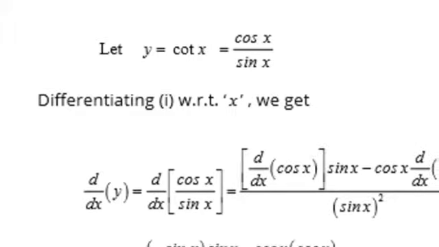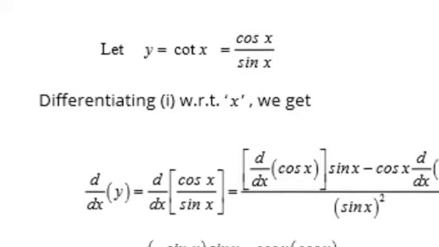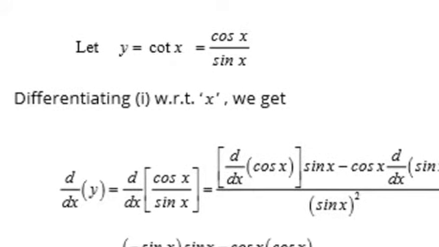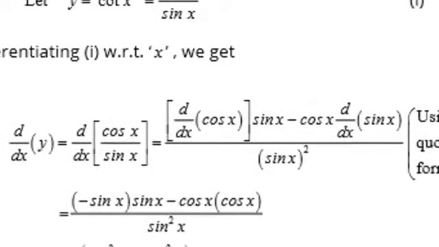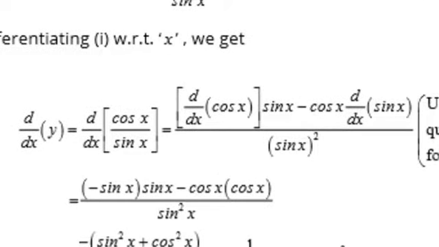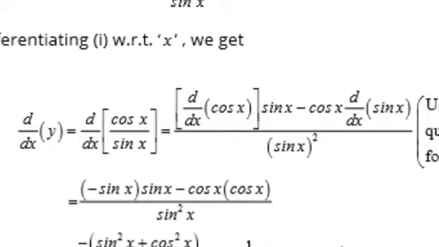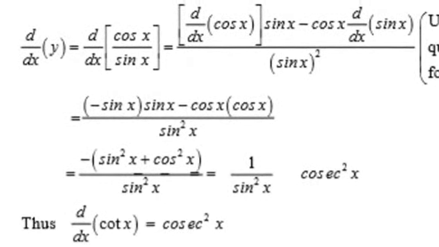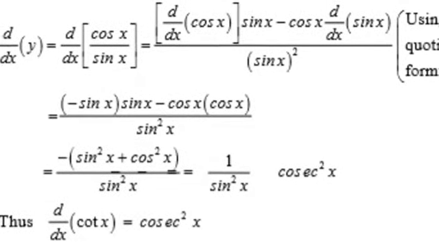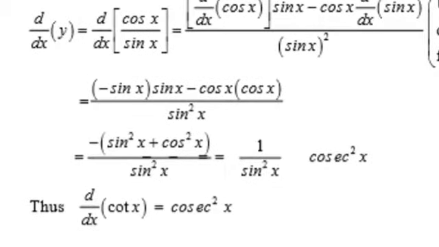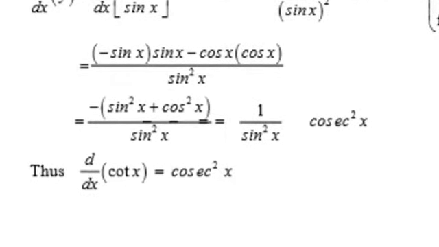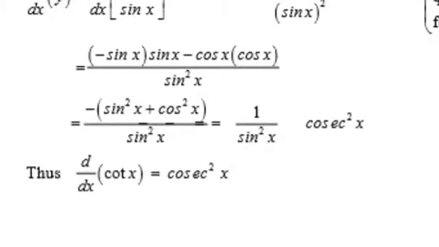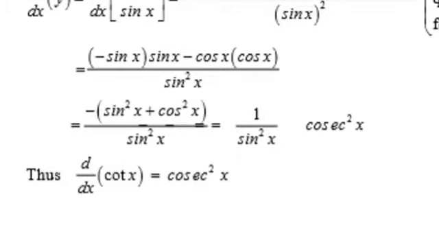Now in this question we have cot x. We can write cot as cos over sin. We apply the quotient rule, and the derivative of cos is minus sin and the derivative of sin is cos. Sin square plus cos square is 1, and the derivative of cot is minus cosecant square x.